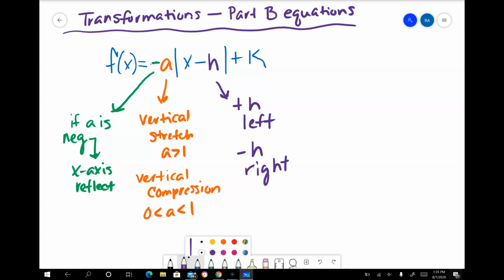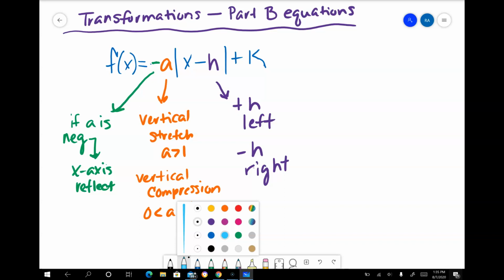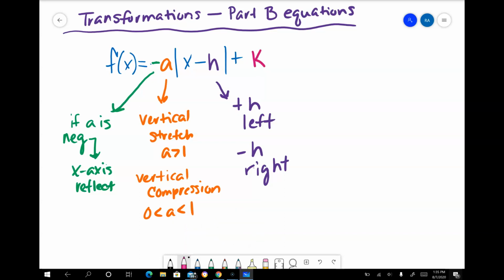Okay? So it's opposite. Now, the k. Your k is everybody's favorite. The k is going to be your up and down.